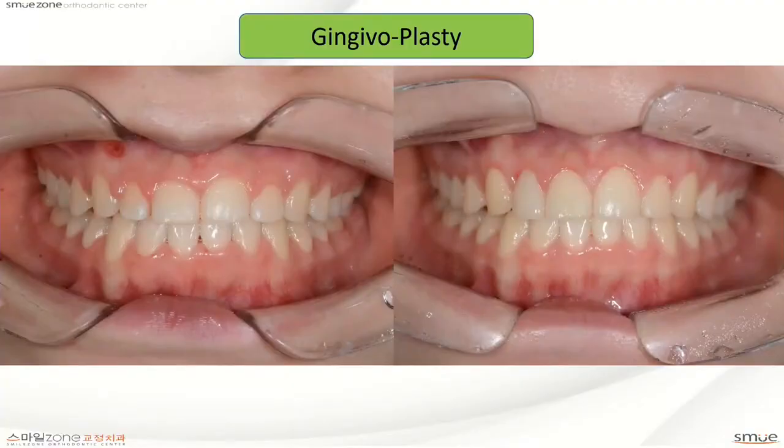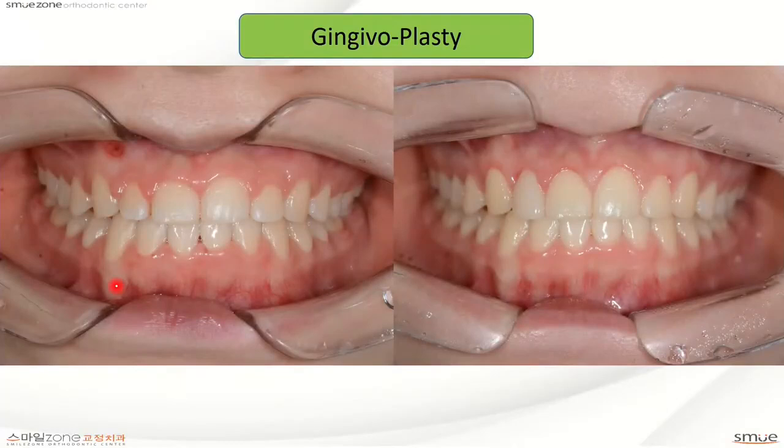When intruding the anteriors, especially in the upper, maybe a patient doesn't want to go for the gingivoplasty procedure. But we always mention that after intruding the anteriors, gingivoplasty may give a better look.